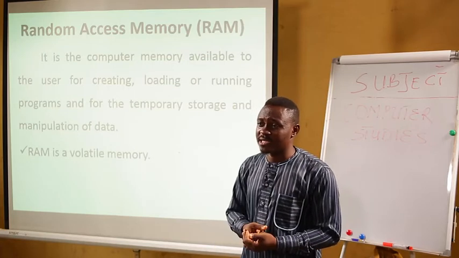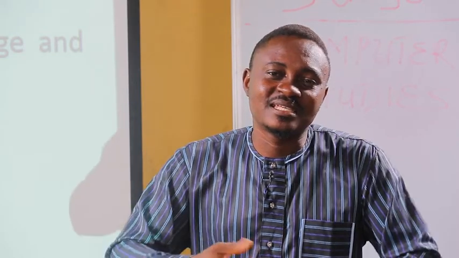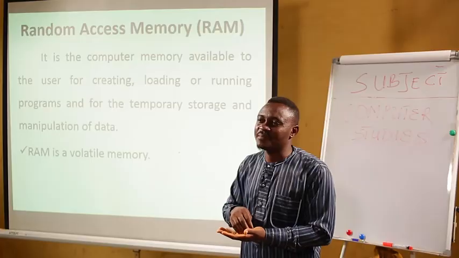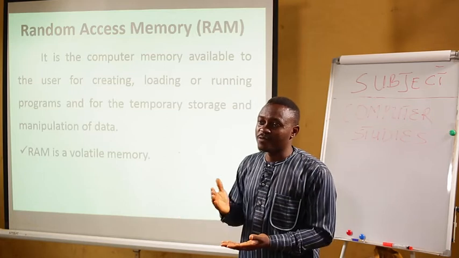The RAM is volatile. And when I say volatile, what do I mean? To a lot of science students, you know the methylated spirit. Once you pour it on your hand, give it some milliseconds, it disappears into thin air. So what are we saying? It disappears. The data that are being kept in the RAM could disappear. That's what we mean by being volatile.